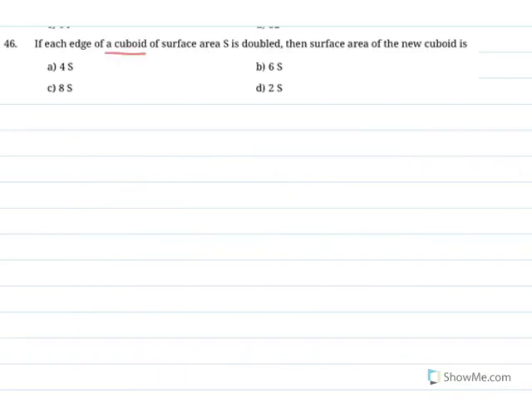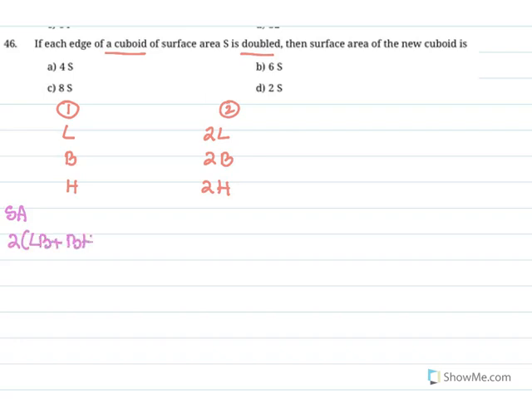If each edge of the cuboid is doubled, then the surface area of the new cuboid is. So we have the first cuboid where we have length, breadth and height, and now we have the new cuboid, and they said the edge is double. So 2 length, 2 breadth and 2 height. Now the surface area in this case, surface area is 2 length breadth, breadth height and length height. And the new surface area, say surface area dash, equal to 2.